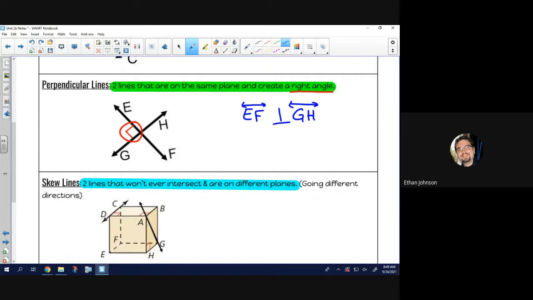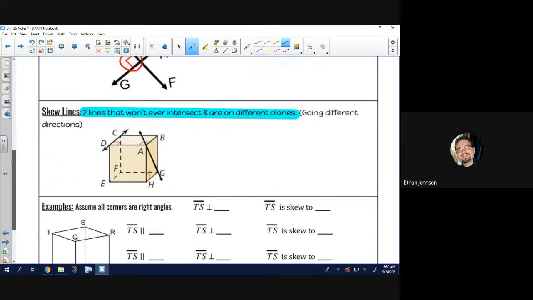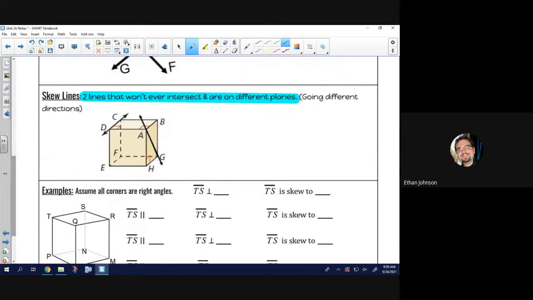Last but not least, there is skew. Skew is two lines that will never intersect and are on different planes. In other words, they are two lines that will not cross, and they're going different directions. That is the key thing for skew. Now, there is no particular notation for skew. Just know that they're going in different directions. They will not cross.